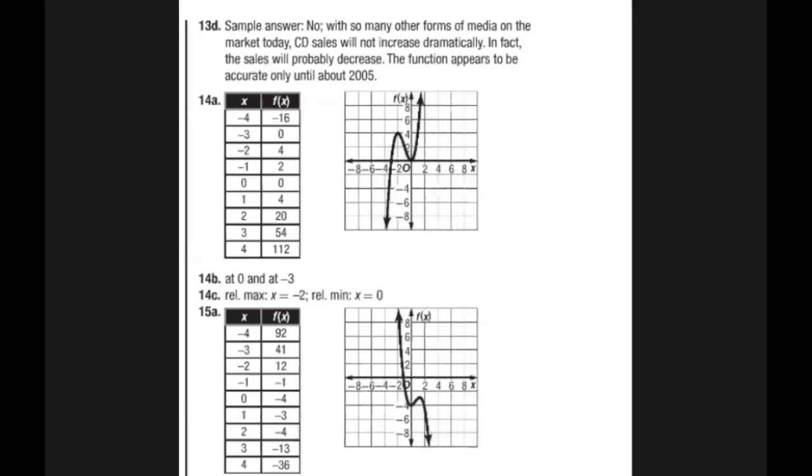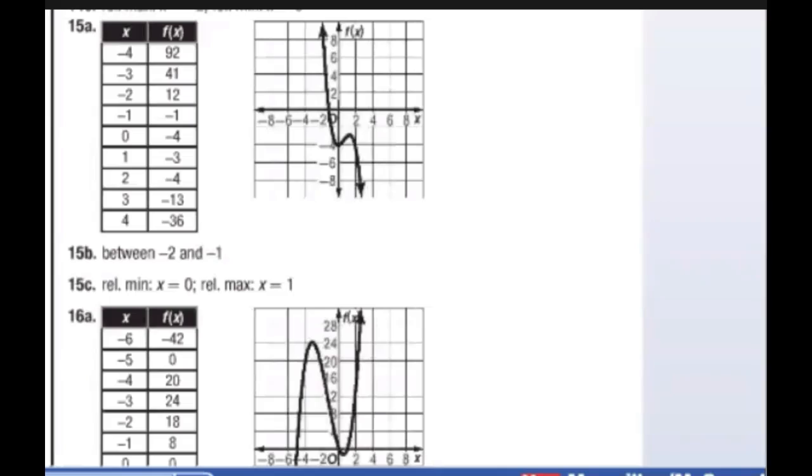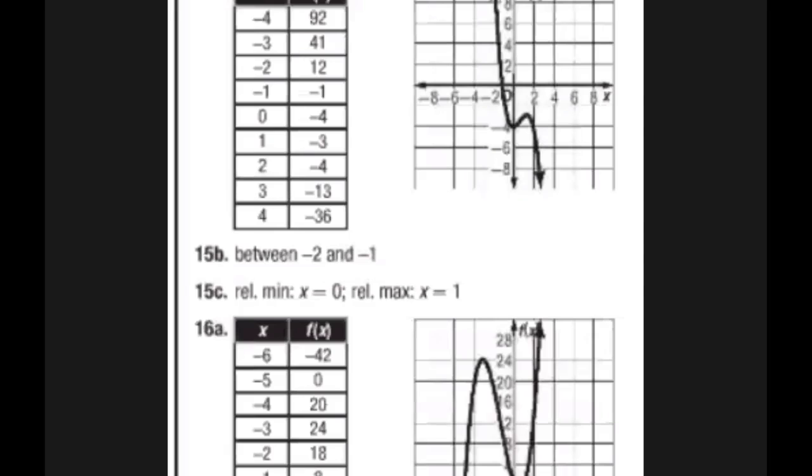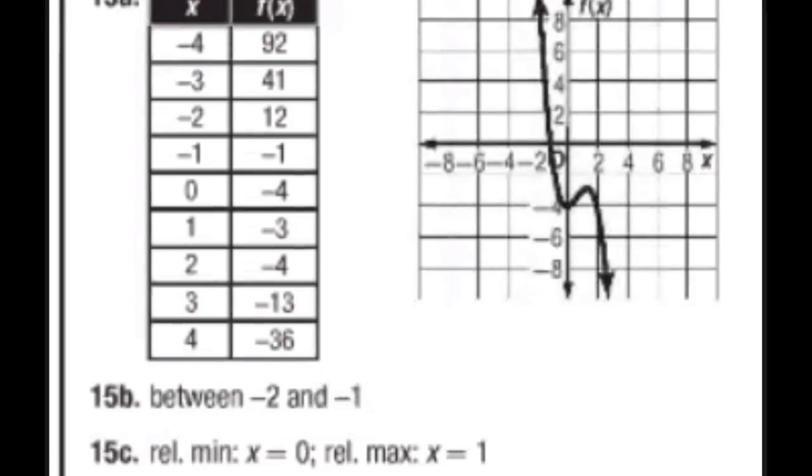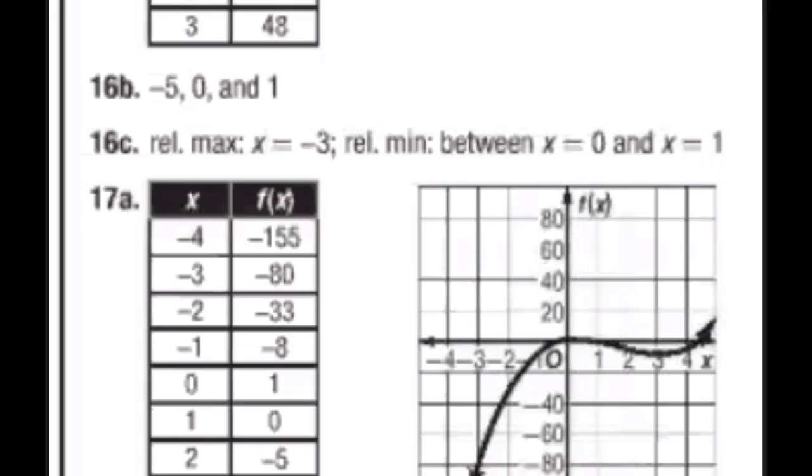Okay, here's 15. Okay, so same idea. In 15, we have a table. You wanted to show that there was a root between -2 and 0. And then you also were showing that there was a relative min at 0 and a relative max at -1. And you got all of your key pieces of information from the graphing calculator.